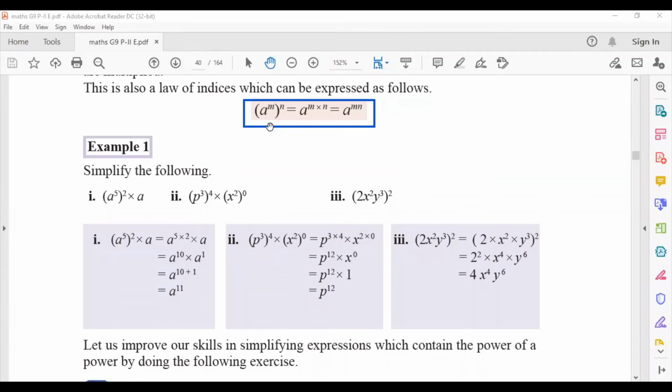Remember that when there is a power of a power, like this, a to the power m to the power n, then it is a to the power m times n, or mn. Power of power.